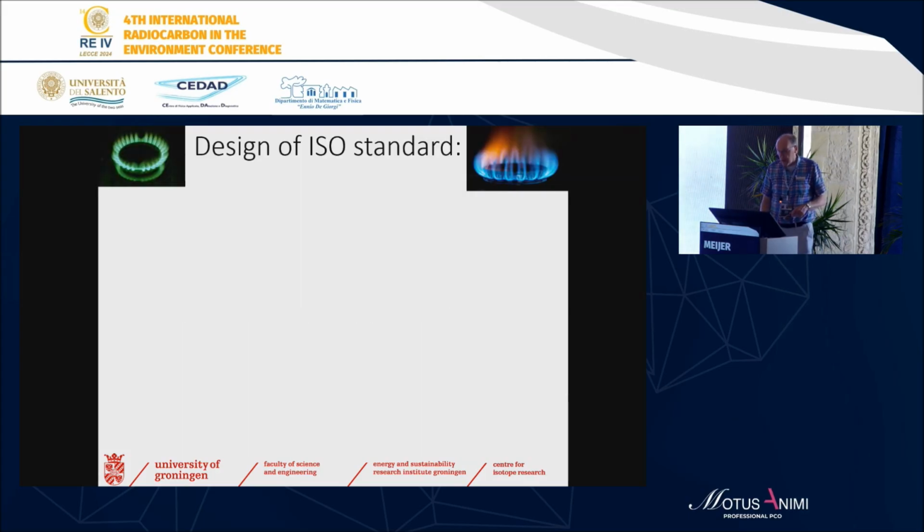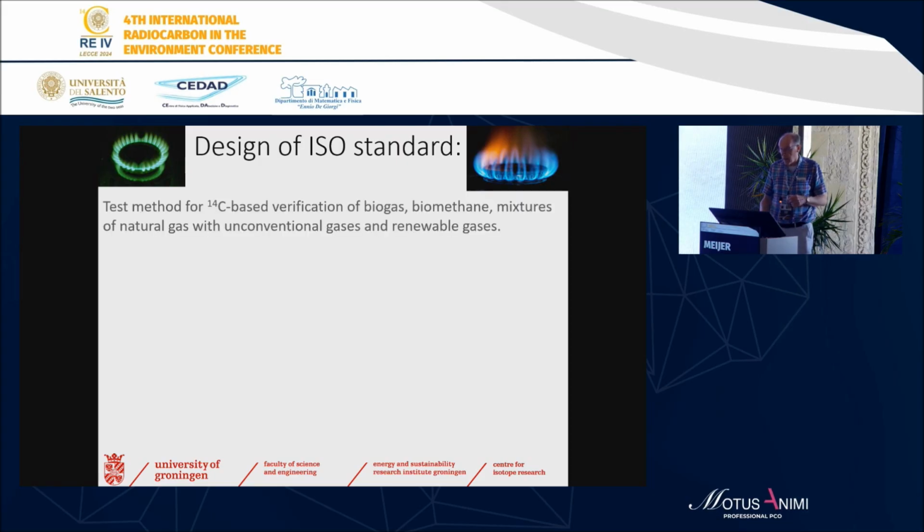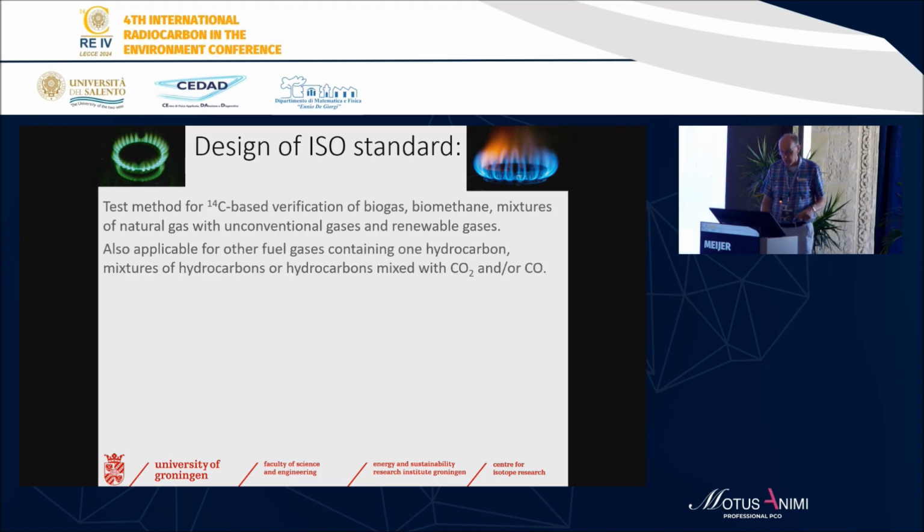All this can lead to a design of such an ISO standard, which is, of course, similar to the other ones. Only the preparation part should really be defined differently here. So we are going to write a test method for 14C-based verification of biogas, biomethane, mixtures of natural gas with unconventional gases and renewable gases. That's a whole line, but these legal documents like these very specific long titles. And it should also be applicable for other fuel gases containing one hydrocarbon or mixtures, or even mixtures with CO2 and CO, as I just explained.